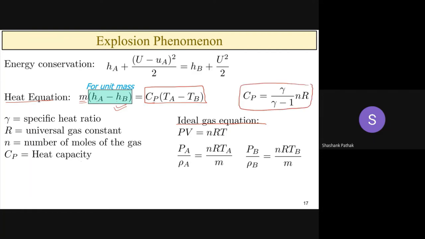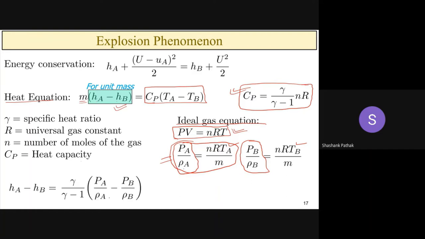All these equations are coming from thermodynamics, so no need to worry about that. You just have to understand that these are coming from there. And if we use our ideal gas equation PV equal to nRT in this particular system, we can very easily write these two terms, PB upon rho B and PA upon rho A. These are very important because they give the ratio of pressure to density after shock and before shock, and they are related to the temperature change. Why these are important, we are going to see in the coming slides. These are the small parts we have derived till now.